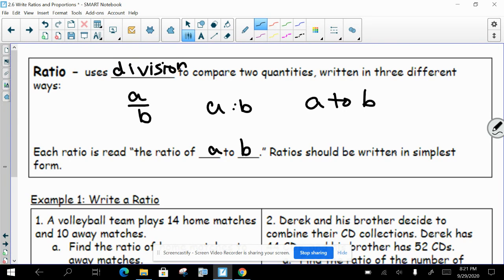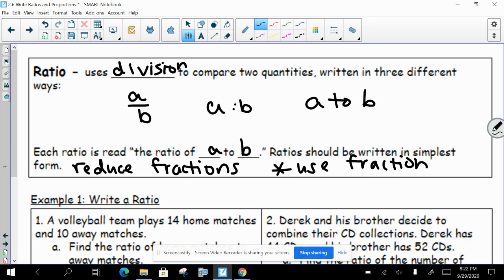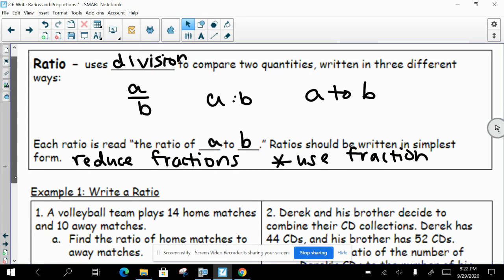Ratios should be written in simplest form, so always reduce your fractions. And in a ratio, it's okay to have an improper fraction. Improper fractions are totally fine. Also, don't forget to use your fraction button. I'm going to pull up my calculator just to remind you of the different ways that you can write or make a fraction in your calculator.